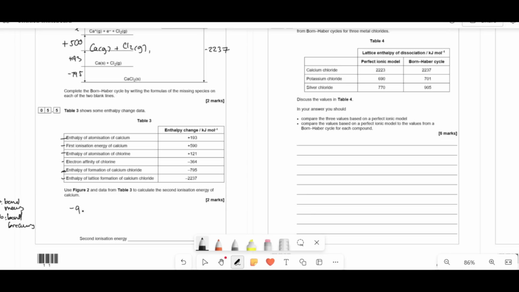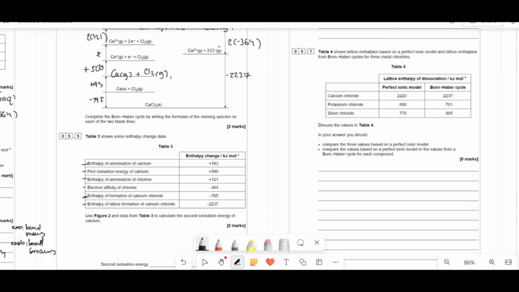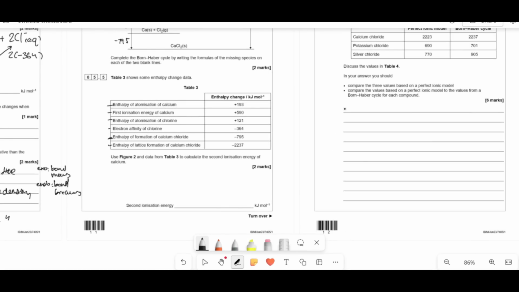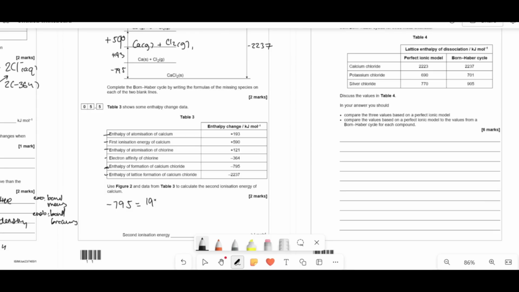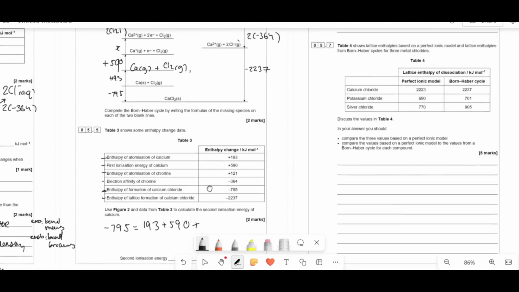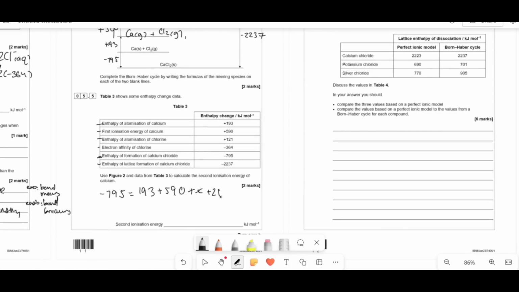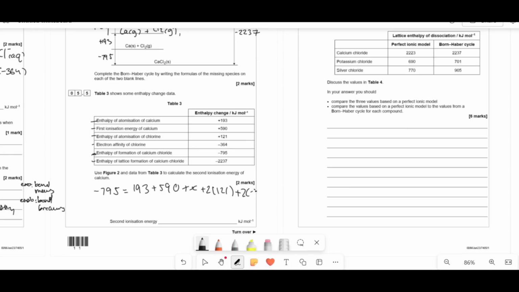So it's going to be minus 795 equals following the cycle the other way around. Whoops, I don't know why I said 500, it's 590. My bad. So it's actually minus 795 equals 193 plus 590 plus x plus 2 lots of 121, plus 2 lots of minus 364, minus 2237. If I tidy that up, I get minus 795 equals x minus 1940. So x is going to equal minus 795 plus 1940, which is plus 1145. I always put the pluses and the minuses, don't risk missing that.